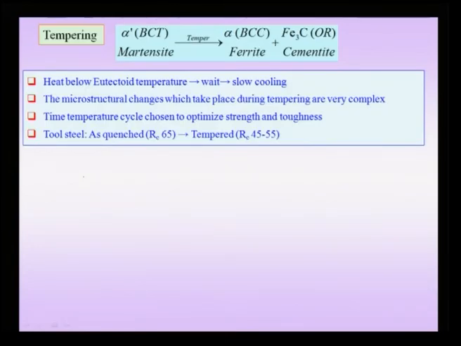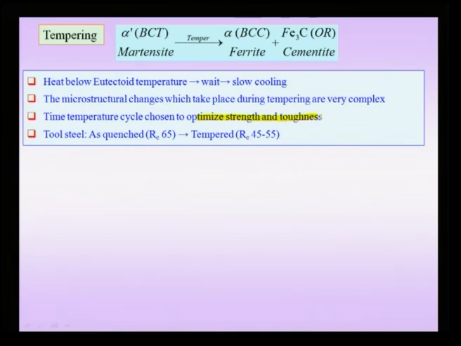As I pointed out, this quenching treatment has to be followed by a tempering treatment, so that we can get a combination of ductility and strength. That means we can optimize strength and toughness, toughness being the area under the curve in a tensile test, or suppose you are doing an impact test, then it is the energy absorbed during impact.